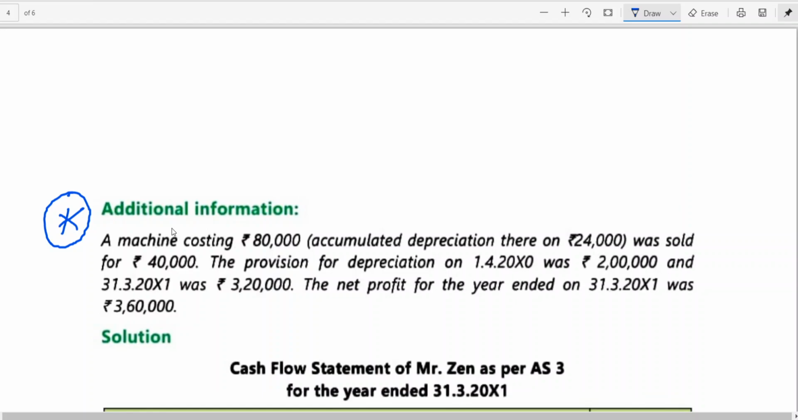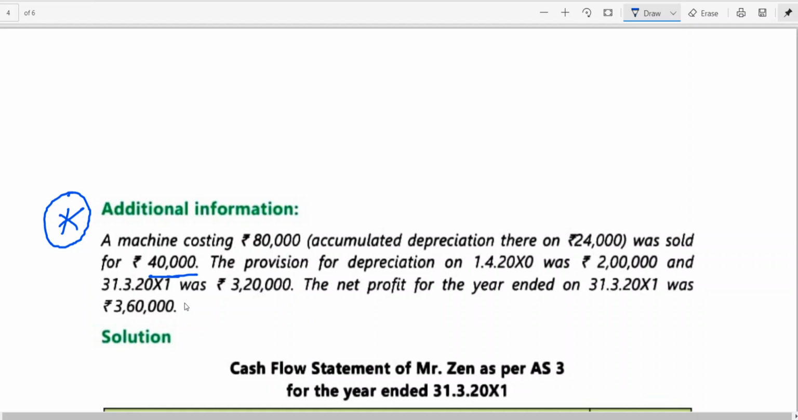Sold for 40,000. I think what is new thing in this? This is inflow of your investing activity. Now, the provision for depreciation on 1/4/2010 was 2 lakhs, and on 31st March 2011 was 3 lakhs 20,000. That is in the beginning. Provision for depreciation on machine is 2 lakhs, and that was provision for depreciation at the end 3 lakh 20,000.